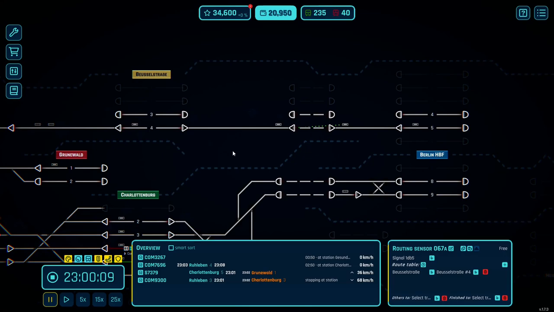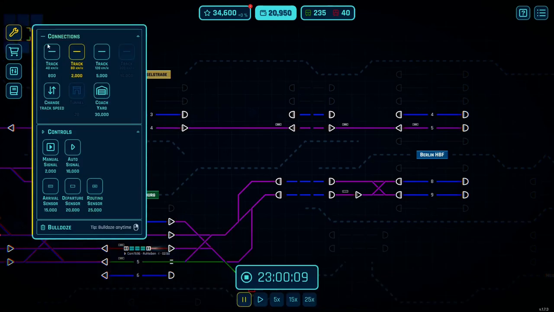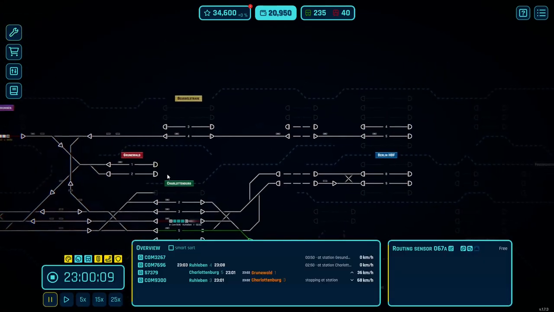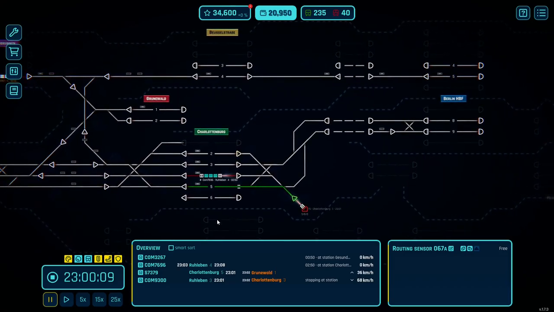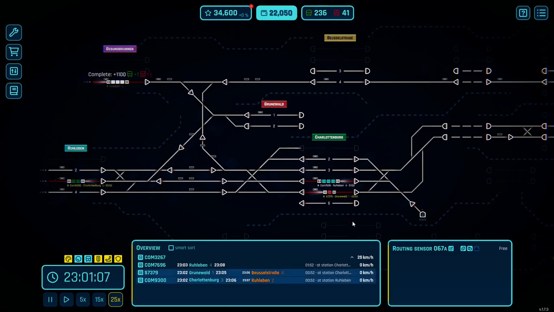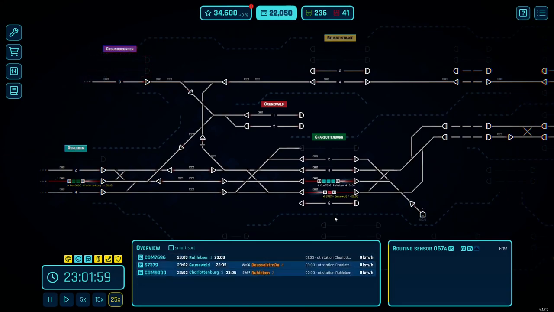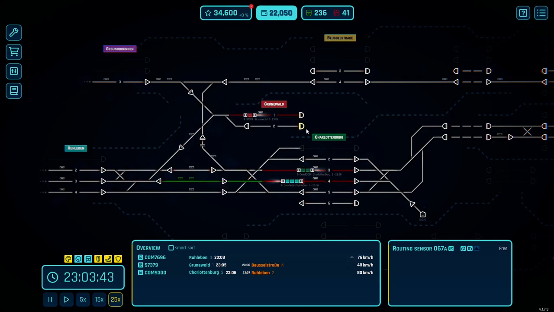So I'll explain the rest of it here. But at this point, I should have everything automated other than, again, the coach yard. So we'll watch this go ahead. And, you know, we'll kind of follow him. So he's going to go up here, and you can see things turn on.